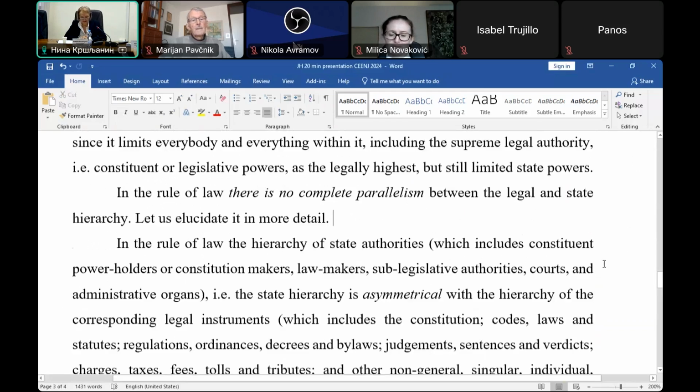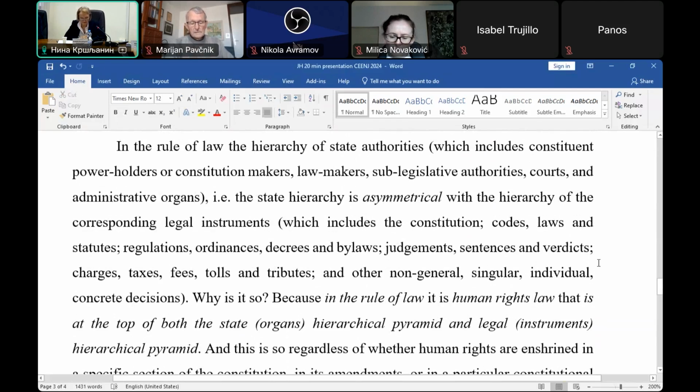In the rule of law, the hierarchy of state authorities, which includes constituent power holders or constitution makers, lawmakers, sub-legislative authorities, courts, and administrative organs, is asymmetrical with the hierarchy of the corresponding legal instruments, which includes the Constitution, codes, laws, statutes, regulations, ordinances, decrees, bylaws, judgments, sentences, verdicts, charges, taxes, fees, tolls, tributes, and other non-general, singular, individual, concrete decisions. Why is it so? Because in the rule of law, it is human rights law that is at the top of both the state organs hierarchical pyramid and the legal instruments hierarchical pyramid.